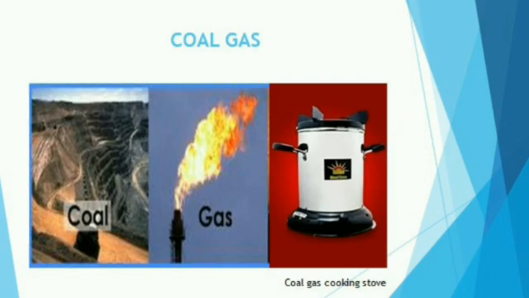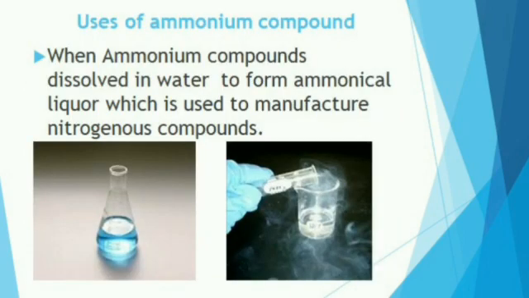Last one, ammonium compounds. During destructive distillation of coal, ammonium compounds are produced, which when dissolved in water form ammoniacal liquor. It is used to manufacture nitrogenous compounds.